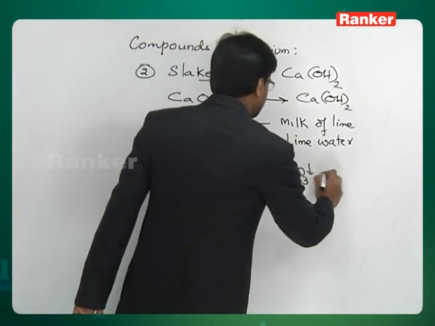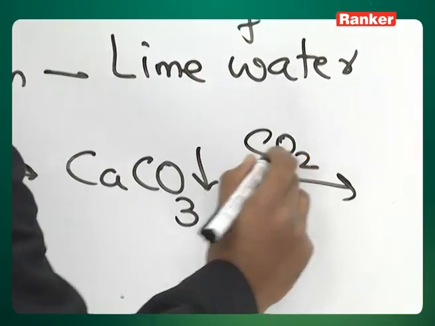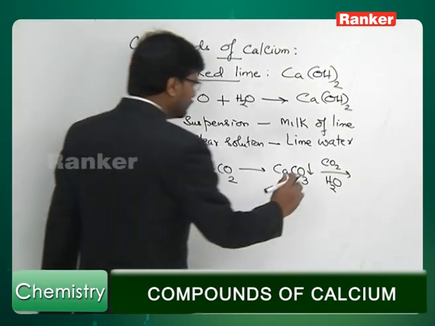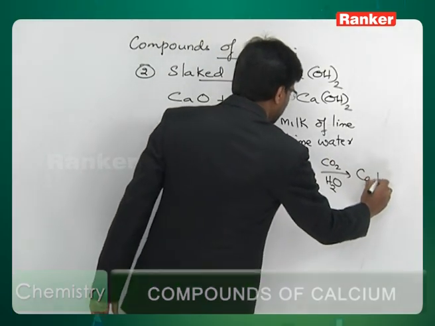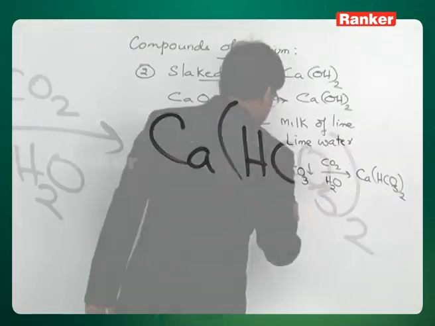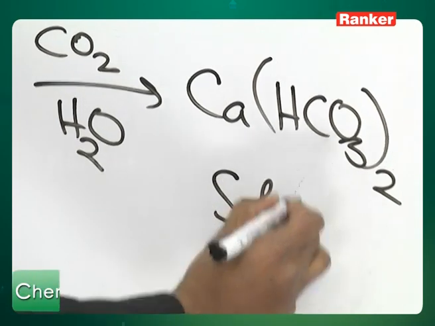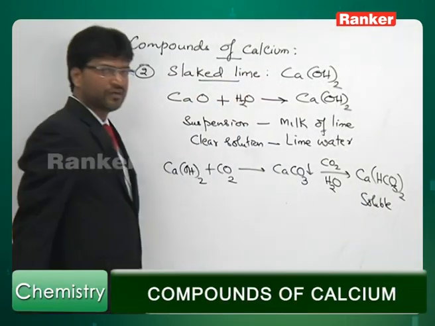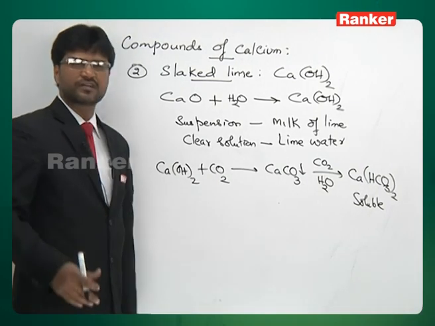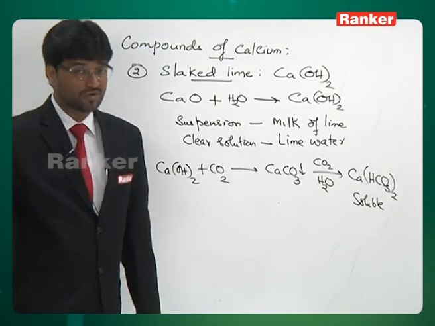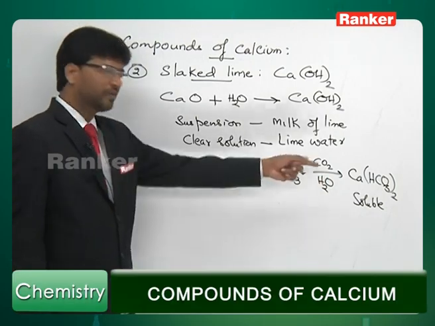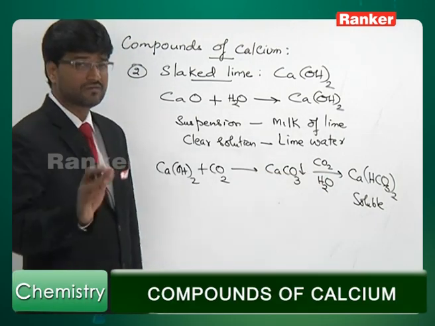Here, care has to be taken. If you continue passing carbon dioxide for a longer period, you end up with calcium bicarbonate. You once again get a clear solution. This is a soluble substance. So if you are testing carbon dioxide, see to it that you pass a limited amount of carbon dioxide through lime water, then only you get a white precipitate. But prolonged passing of carbon dioxide gives a clear solution of calcium bicarbonate. All bicarbonates are soluble in water.